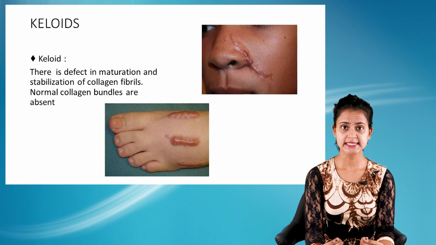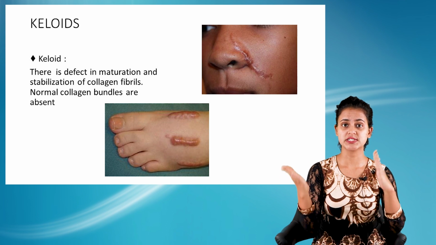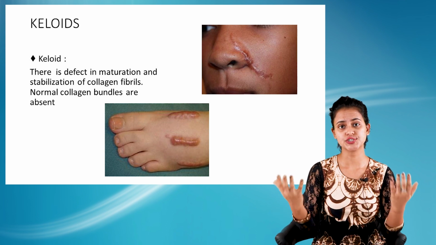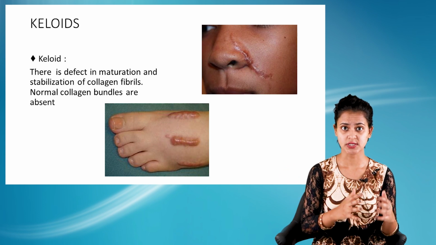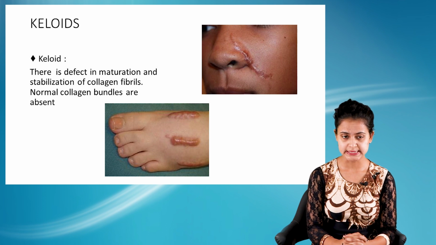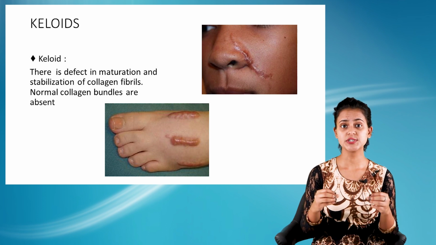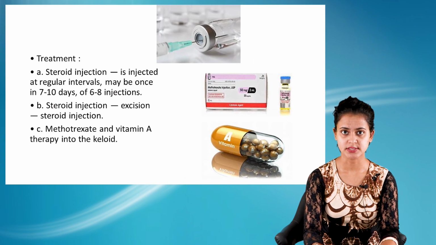Now, keloid is a specialized kind of condition which is basically caused because of a defect in the maturation and stabilization of the collagen fiber in the tissue site. Here, the normal collagen bundles will almost always be absent in these cases. So, basically, the treatment of keloid will be done with steroid injections.